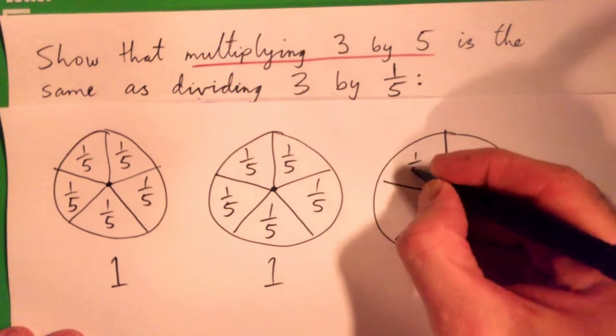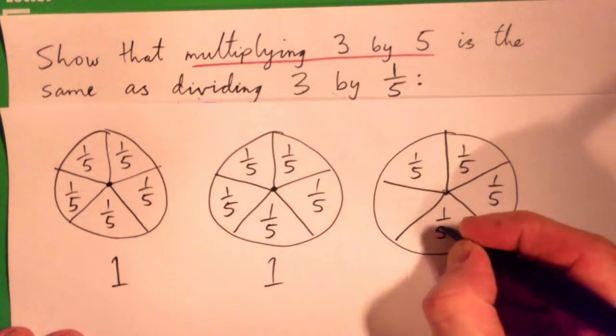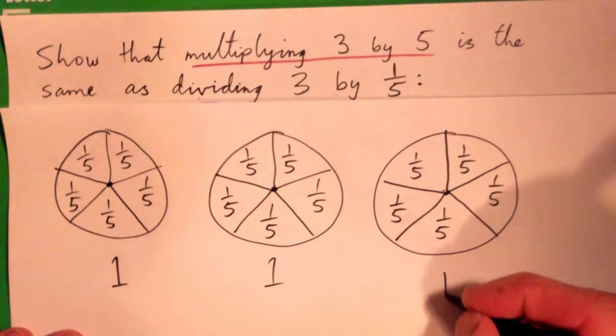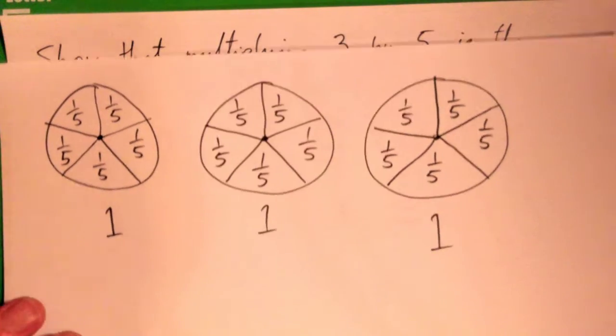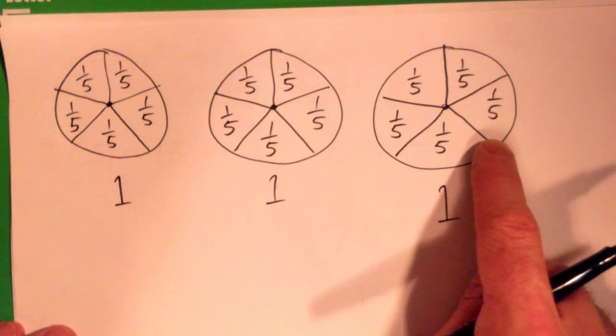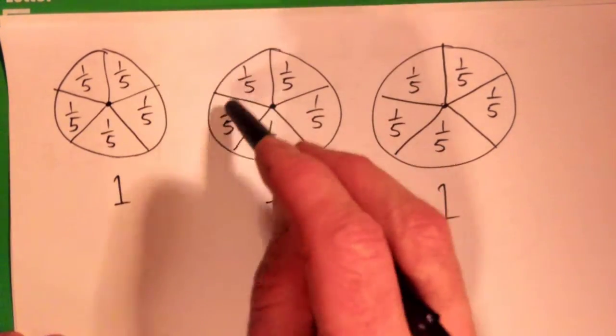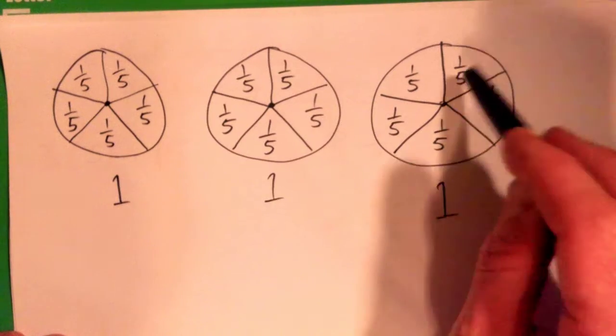That's a fifth. That's a fifth. That's a fifth. That's a fifth. That's a fifth. That's one whole pizza. You with me? How many fifths do I have? Take your time. 15. Yeah. 1, 2, 3, 4, 5, 6, 7, 8, 9, 10, 11, 12, 13, 14, 15. Agreed?